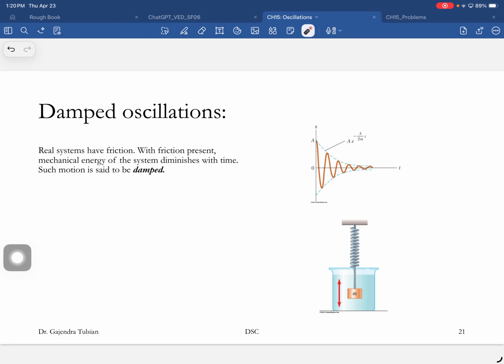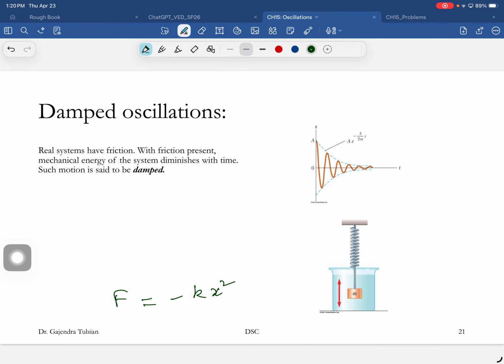All right, so what is it that you need to have for simple harmonic motion? A restoring force. And what should be the nature of the restoring force? Proportional to the displacement. Okay, so the restoring force needs to be proportional to the displacement.